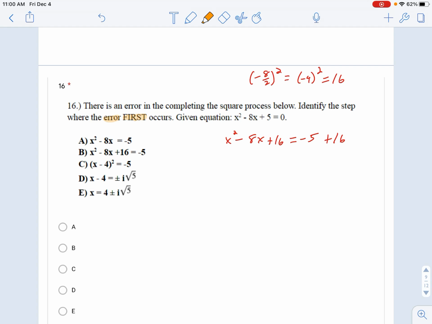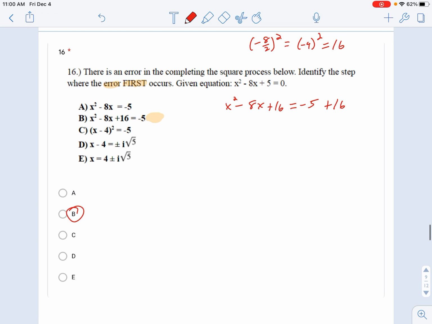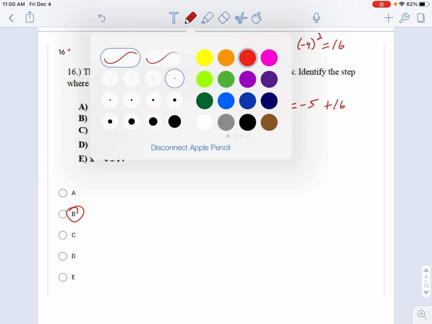And we already see the mistake. 16 was not added over here. So B is where the mistake happens. All right, move on to the next problem if you're content. If you want to see the whole completing the square process, keep watching because it might be worth the review for you.